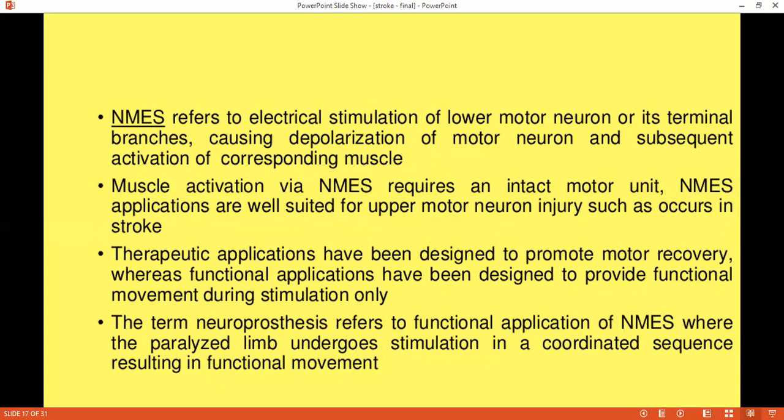The therapeutic applications have been designed to promote motor recovery, whereas functional applications have been designed to provide functional movement during stimulation only. The term neuroprosthesis refers to functional application of neuromuscular electrical stimulation, where the paralyzed limb undergoes stimulation in a coordinated sequence, resulting in functional movement.